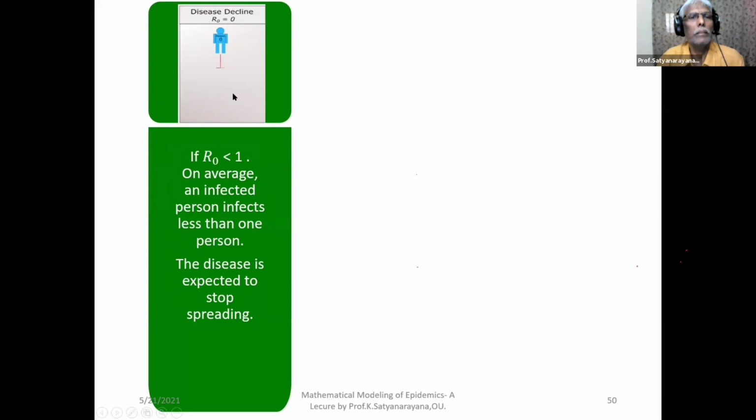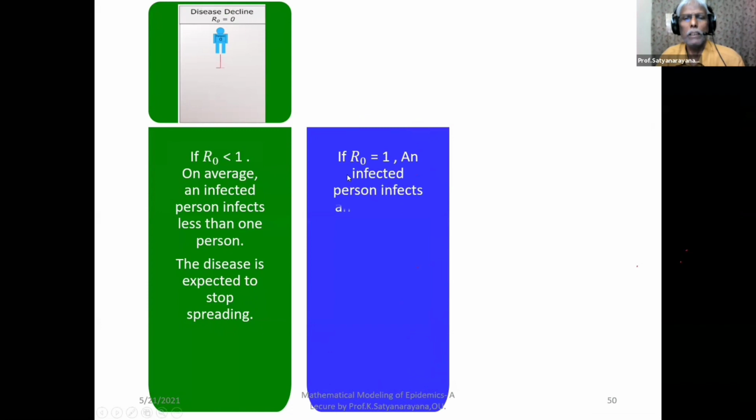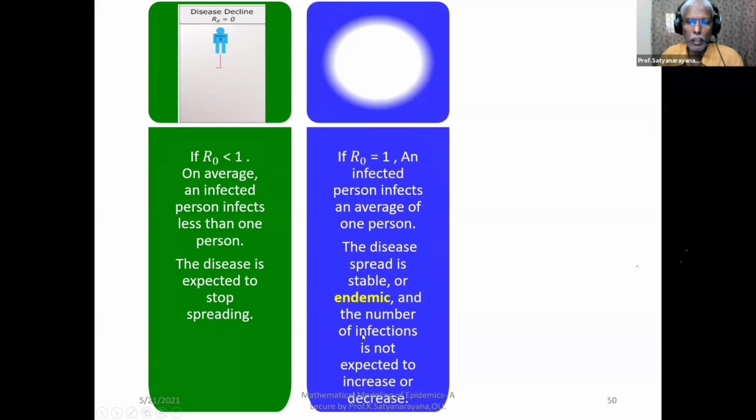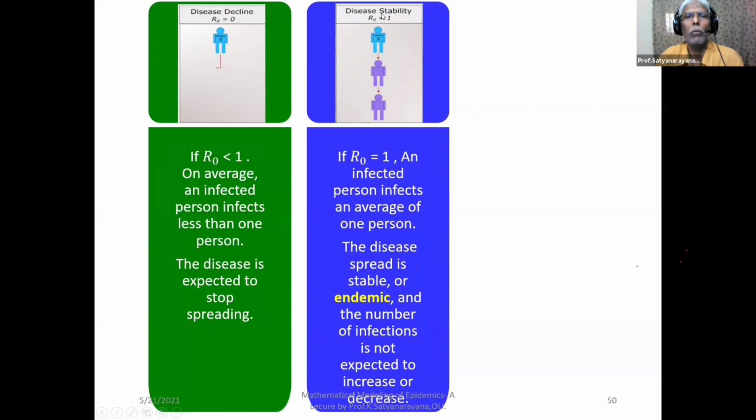If R naught is exactly equal to one, that means an infected person infects, on average, one person. The disease spread is stable, or it is called endemic, and the number of infections is not expected to increase or decrease. It will be stable: 1, 1, 1, 1, 1.